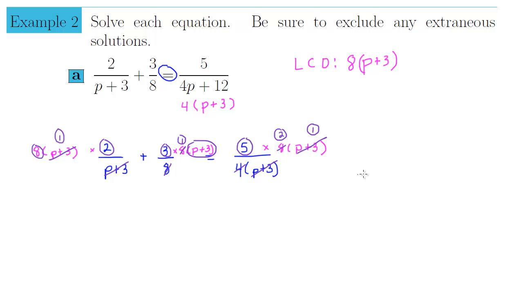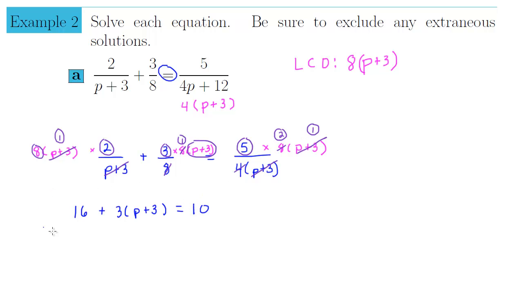Okay, all my denominators have been cleared. That's the point of multiplying by the LCD. Right, if all your denominators are not gone at this point, you've done something wrong. But let's go ahead and write out the result of our multiplication here. So from the first term, 8 times 1 times 2 is 16. From the second term, 3 times 1 times p plus 3 leaves me with 3 times the quantity p plus 3. And on the last term, 5 times 2 times 1 is 10.